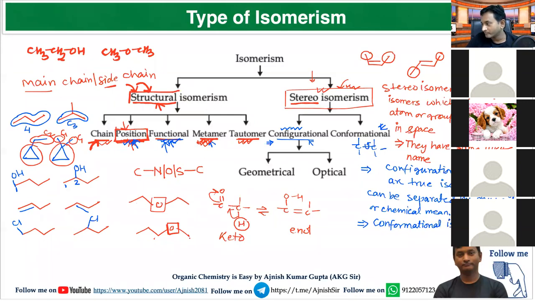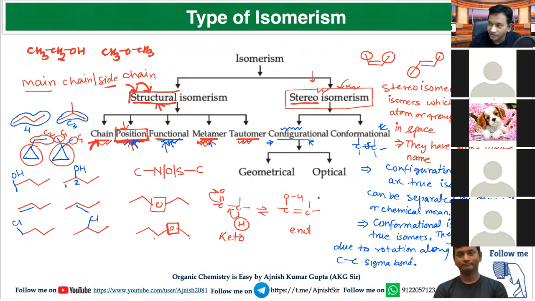Conformational isomers are not true isomers. They just arise due to rotation along the carbon-carbon sigma bond. Is it clear? Yes, sir.